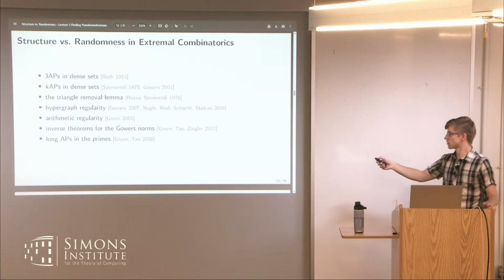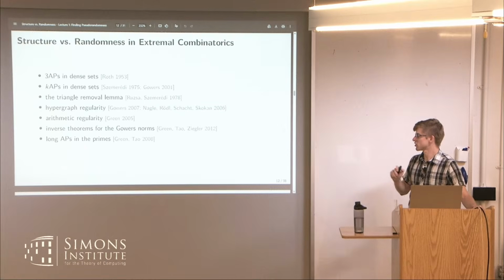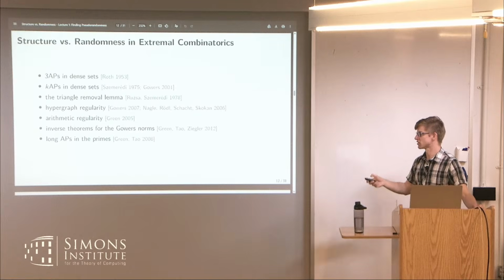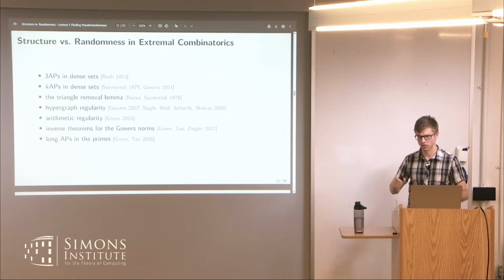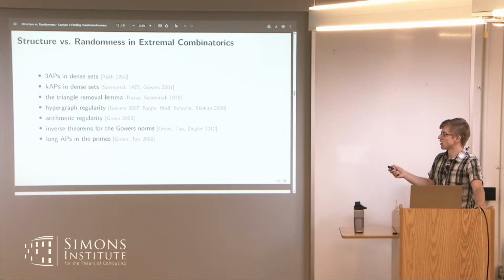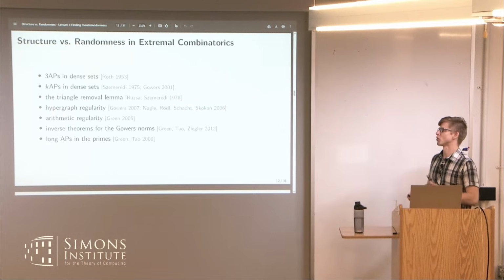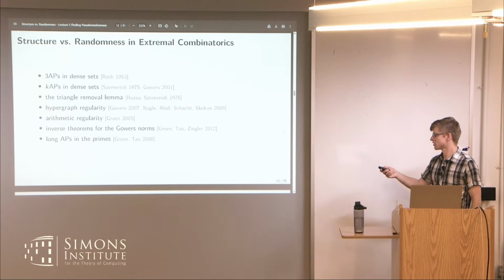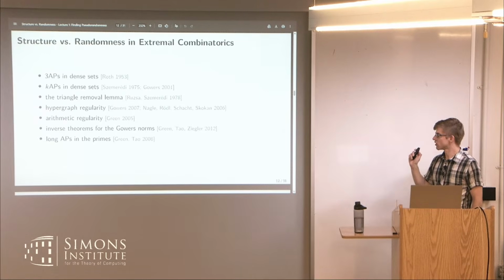So great. Then we'll switch to zooming in on this specific problem, 3 APs in dense sets. That's what I want to pick as a good illustration of a specific problem where we'll just work through the whole thing and see how it goes.